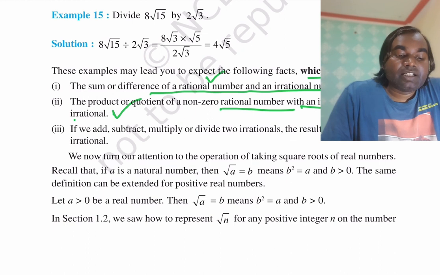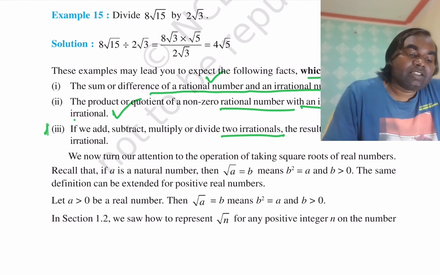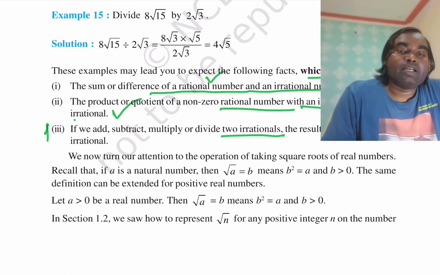If you add, subtract, multiply or divide two irrational numbers, the result may be rational or irrational. So in this case anything can happen, rational or irrational.